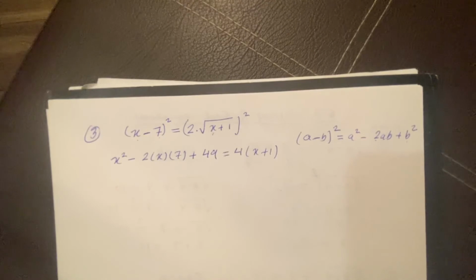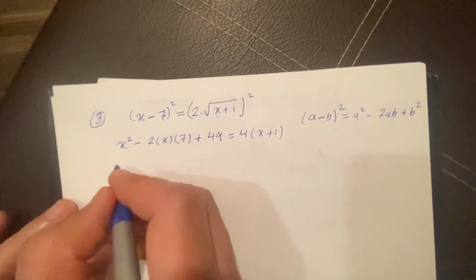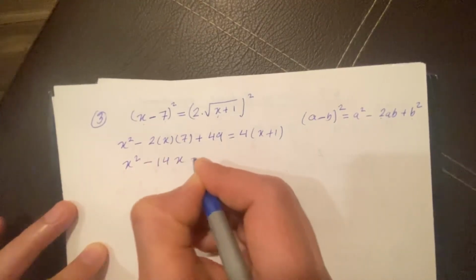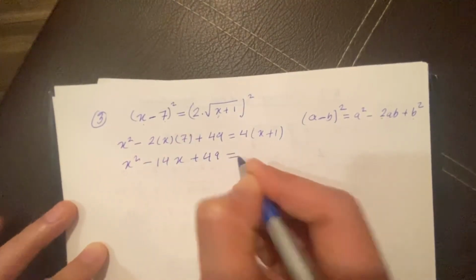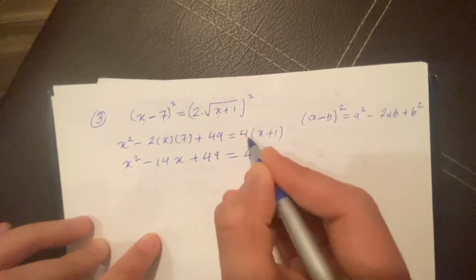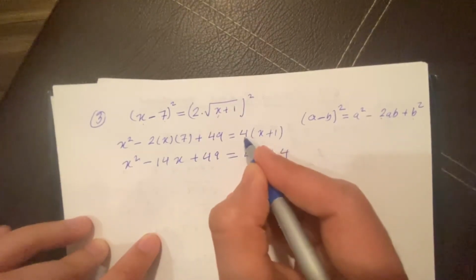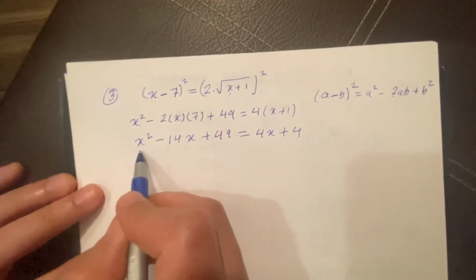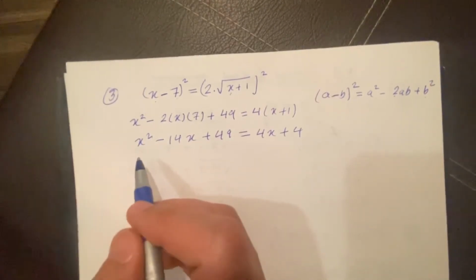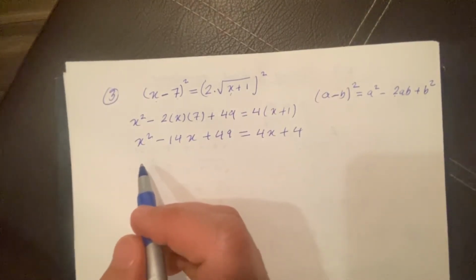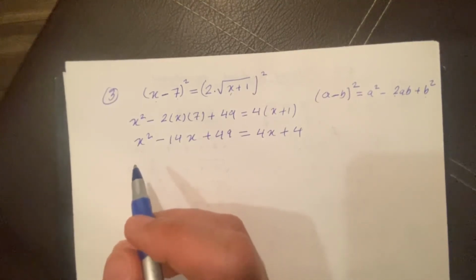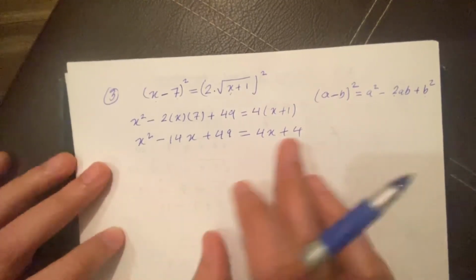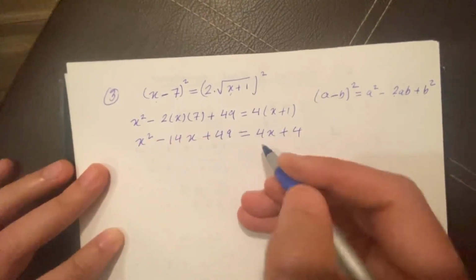All right, so this way we get x squared minus 14x plus 49 is equal to 4x plus 4. When you distribute this 4 to these two terms, we get this. Since we have x squared, that means it's a quadratic equation. To solve a quadratic equation, we need to have 0 on one side and everything else on the other side. So now let's move this to the other side.